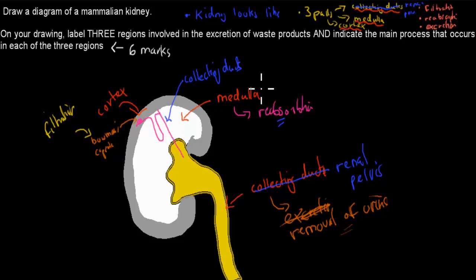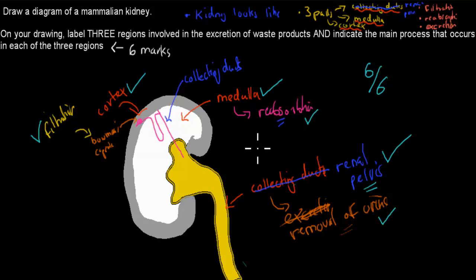So if you would have roughly correctly drawn that diagram showing the three different parts, you'd have gotten marks for correctly showing where the medulla is, correctly showing where the cortex is, correctly showing where the, not the collecting duct, but the renal pelvis is. And you would have also got marks for correctly identifying the processes. For the cortex, we have filtration, because that's where the Bowman's capsule is. For the medulla, we have reabsorption, because that's where the loop of Henle and the proximal and distal tubules are. And for the collecting ducts, and more specifically the renal pelvis, we have the removal of urine, because that's where all it collects and is removed. So if you had those correct, that would have been 6 marks in total. So 1 mark for identifying each of the areas, 1 mark for correctly identifying the processes as well.